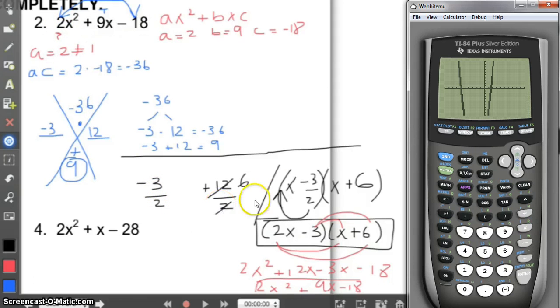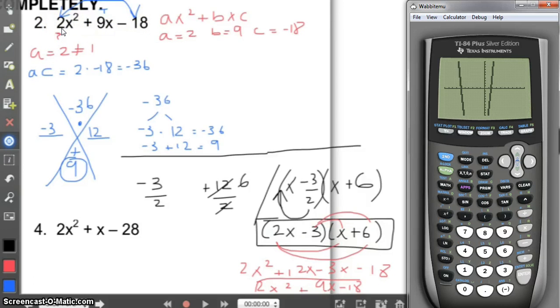Negative 3 over 2, it cannot be simplified, so you write it down. 12 over 2, it can be simplified to give you plus 6. You put x in front of them, and these will be your two factors. Don't leave a fraction in one of your factors. So bottoms up, the denominator 2 goes up next to the x, so 2x minus 3. And this is how you factor a quadratic equation having an a different than 1.